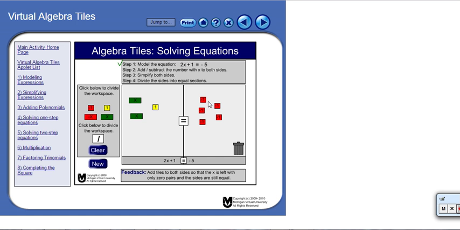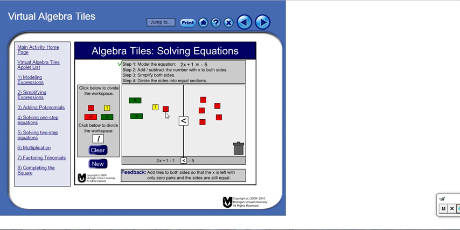Alright, so here I've got my next problem. I've got 2x plus 1, and it equals negative 5. So my first thing is I'm going to add or subtract the number with x to both sides. I've got this 1 hanging out here with the x's, so I need to make my 0 pair. In order to do that, I have to add negative 1.